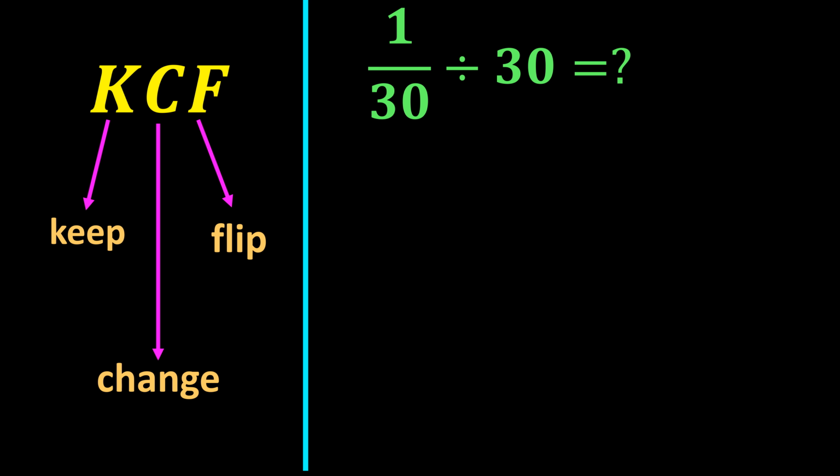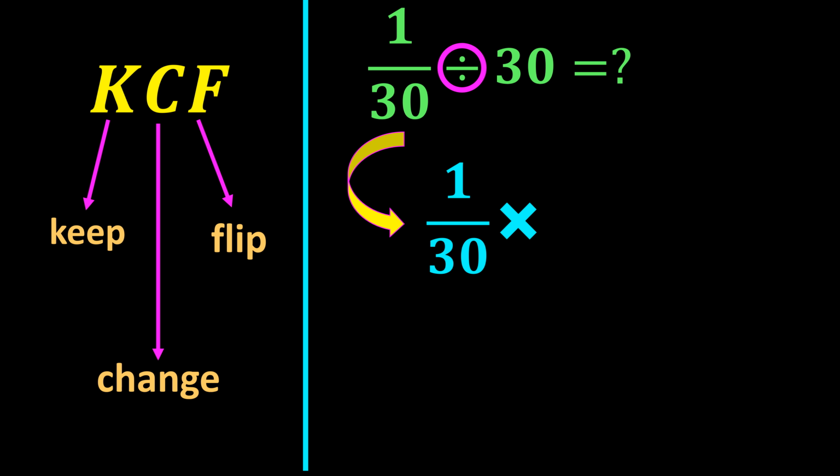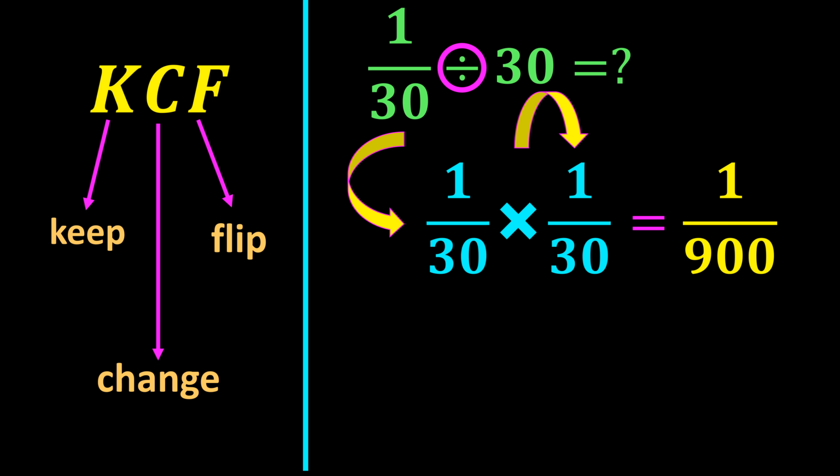According to the KCF rule, first, we keep the first fraction as it is, so we write down 1/30. Second, we change the division sign to a multiplication sign. Third, we flip the second number. The reciprocal of 30 is 1/30. Therefore, we are left with the product of 1/30 times 1/30, which equals 1/900.